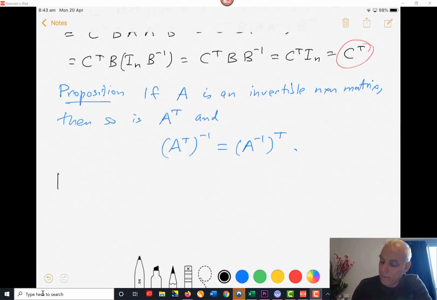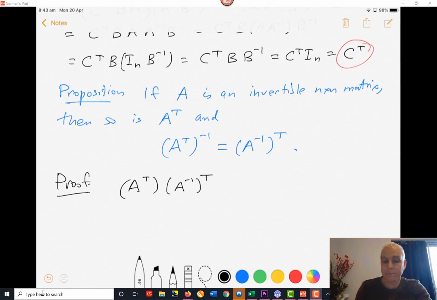So let's prove this. Proof. So we want to show that A transpose is invertible and that A inverse transpose is its inverse. So let's take A transpose and multiply it by A minus 1 transpose. How can we simplify that? Well, it's a case of doing the same kind of thing that we were doing previously, but kind of doing it in reverse. Here is a product of two transposes. And so we can write it as a transpose of a product by putting the second matrix first and then the first matrix second and taking the transpose of that entire thing.